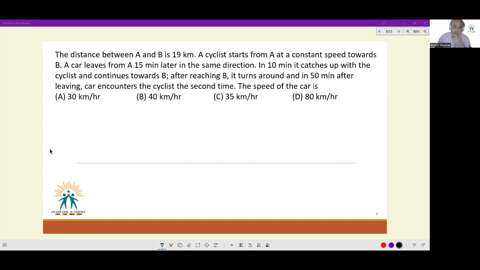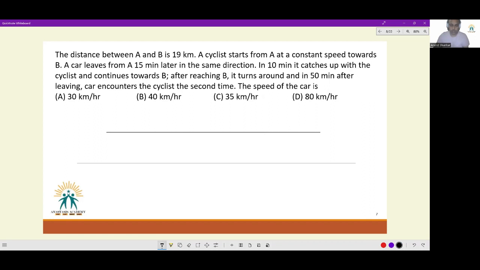The distance between A and B is 19 kilometers. A cyclist starts from A at a constant speed towards B. A car leaves from A 15 minutes later in the same direction. In 10 minutes, it catches up with the cyclist and continues towards B.